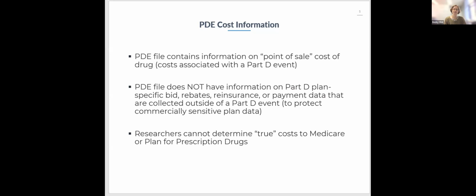So for this reason, you can't really determine the true costs to Medicare or plans for prescription drugs, because without those other components, you don't have the total picture. But the variables in the PDE can be very useful for conducting research on cost.